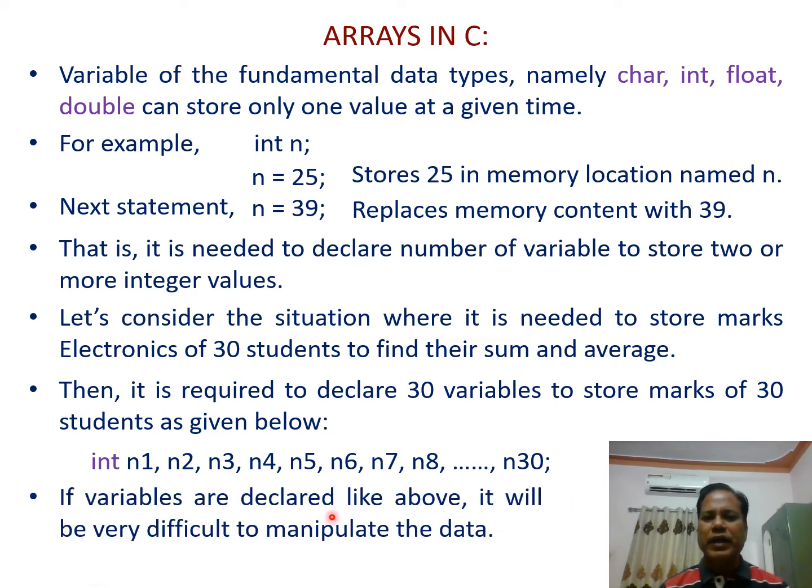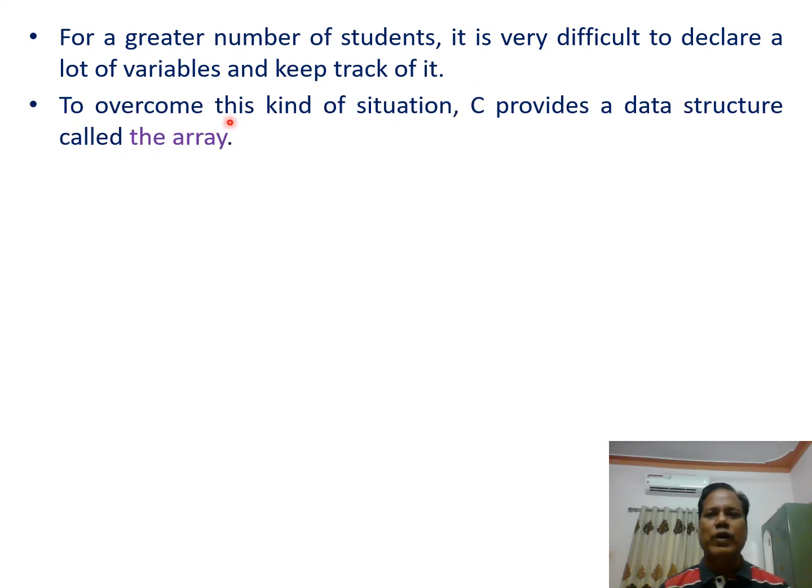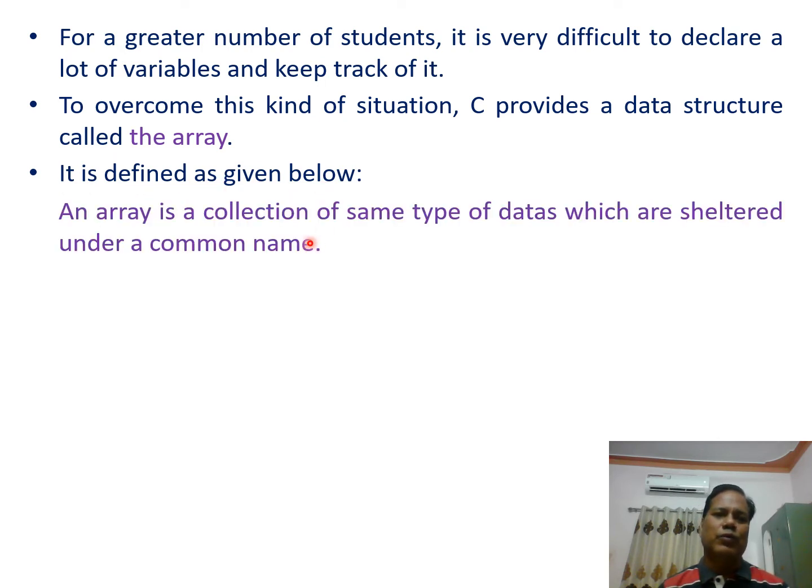If variables are declared like this, it will be very difficult to manipulate the data. For a greater number of students, it is very difficult to declare a lot of variables and keep track of them. To overcome this kind of situation, C provides a data structure called the array. It is defined as given below. An array is a collection of same type of data which are sheltered under a common name.